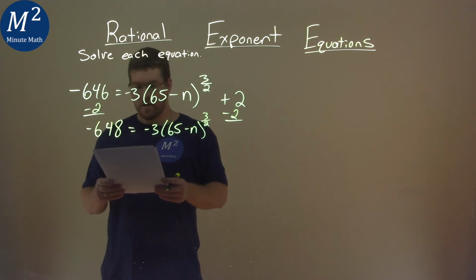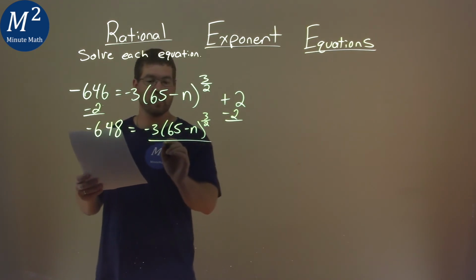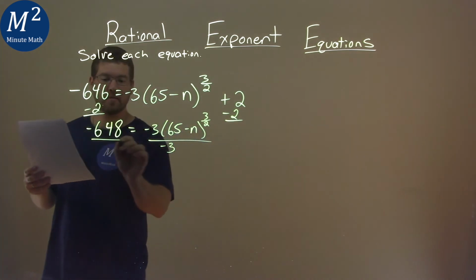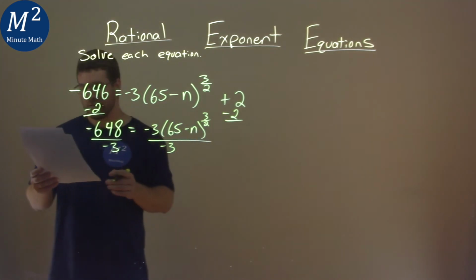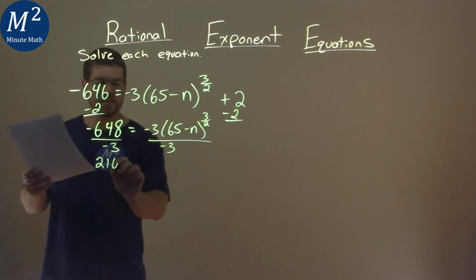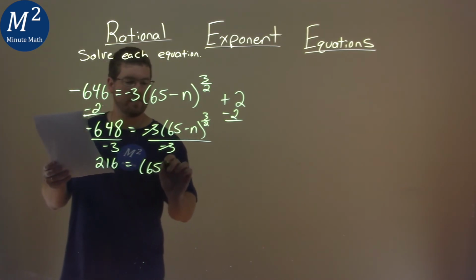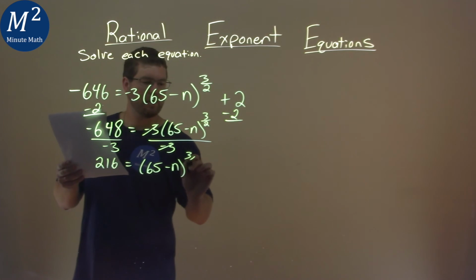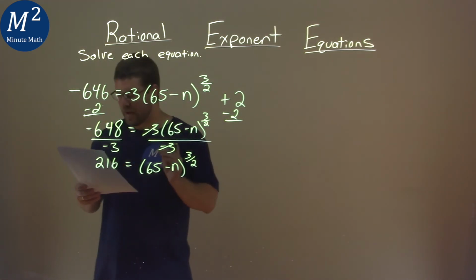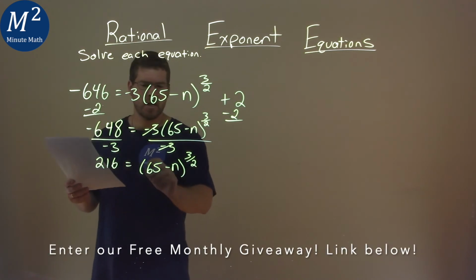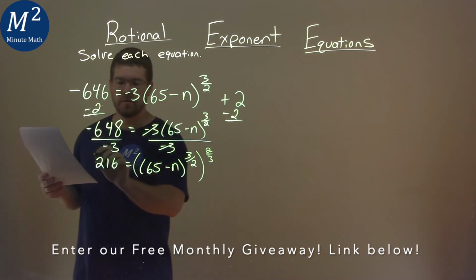Well then from here we have negative 3, right, being multiplied by everything. So the opposite of multiplication is division, negative 3, like so. And negative 648 divided by a negative 3 is a positive 216. The negative 3's cancel. And we have a 65 minus n to the 3/2 power here. Well, how do we get rid of that 3/2 power? Well, we take both sides and we're going to raise them to the 2/3 power. Make sure it's both sides.